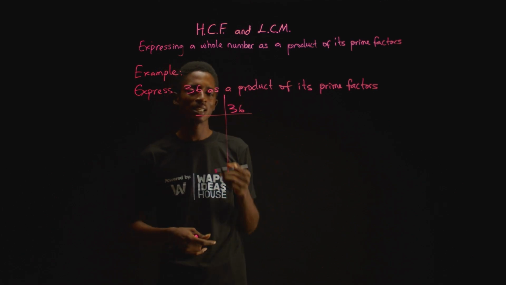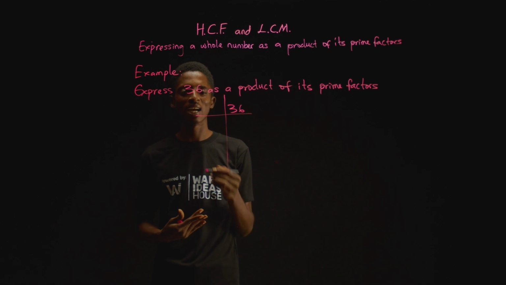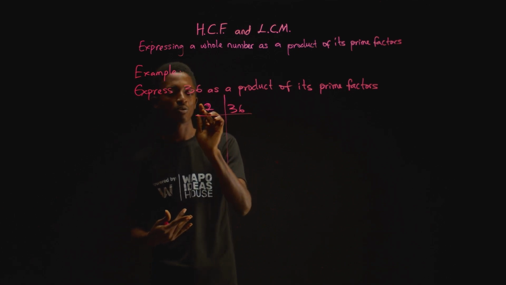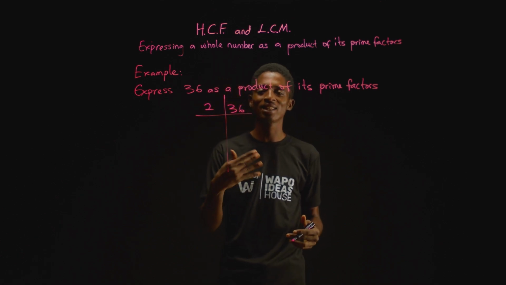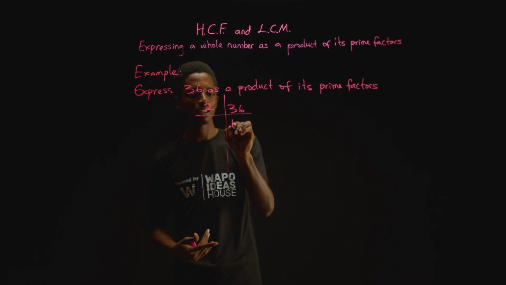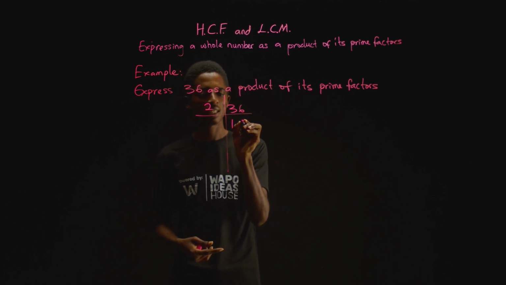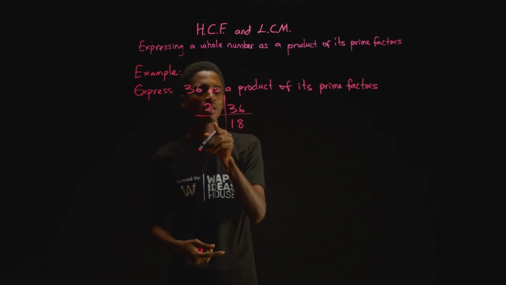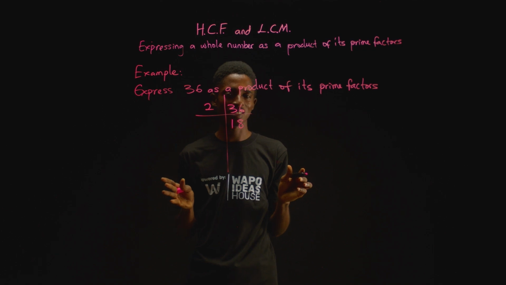So in this case, the lowest prime factor that can divide 36 without a remainder is 2. Now you write that here, and then find out how many times it will divide 36 without remainder. So 2 in 3, that is 1, remainder 1. Then 2 in 16, that is 8. That is, 2 would divide 36 18 times without a remainder.